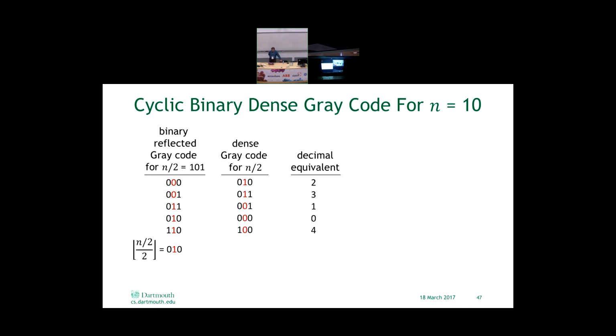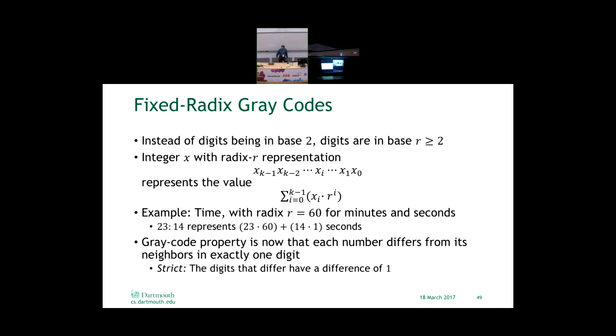And if you look at an integer with a radix R representation, let's say the integer has k digits that we index from k minus 1 being the most significant down to digit 0 being the least significant, it represents the value that you see here. You sum up the ith digit times the radix to the ith power, sum all those up. So a good example, if we're talking about time, where we have a radix of 60 for minutes and seconds, we talk about 23 minutes and 14 seconds. How many seconds is that? 23 times 60 to the 1 power, plus 14 times 60 to the 0 power, that many seconds.